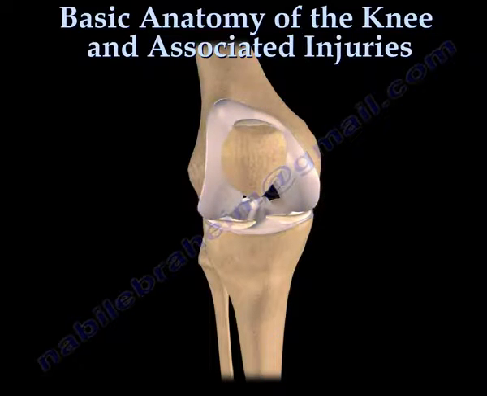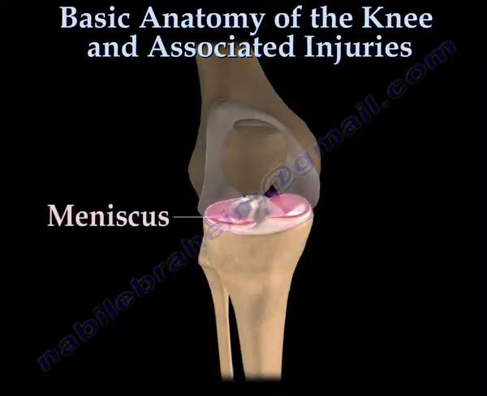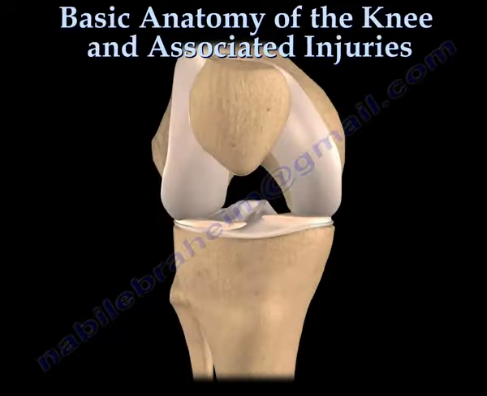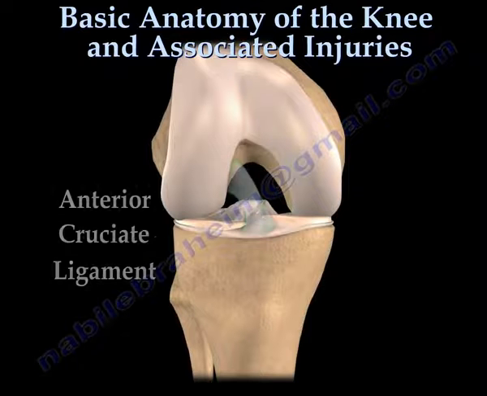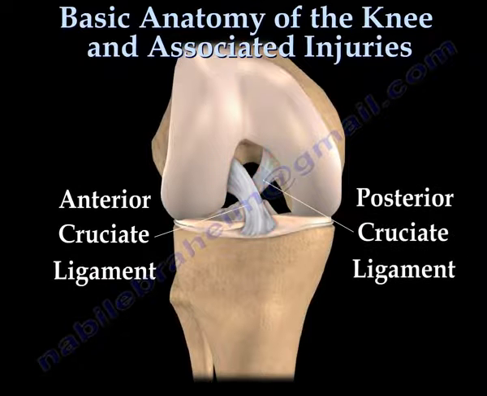Resting on top of the tibial cartilage, you will find the meniscus, which improves stability of the joint and helps distribute weight. The anterior cruciate and the posterior cruciate ligaments are important ligaments that control the forward and backward motions of the knee joint.